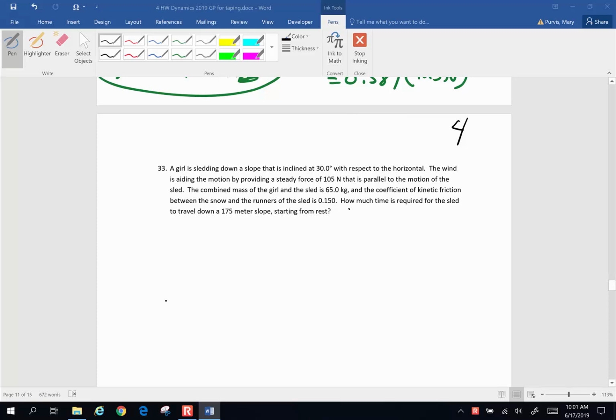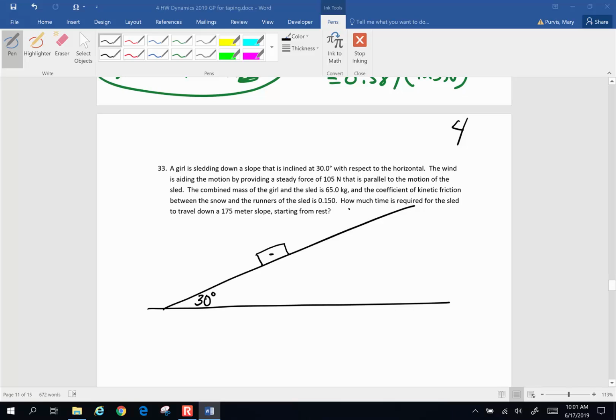Okay, we have an inclined plane. We are going to begin by drawing an inclined plane situation. So here is our girl and sled scenario. It is a 30-degree incline. There is, of course, a force of gravity acting down towards the center of the earth. Normal force perpendicular to the surface.